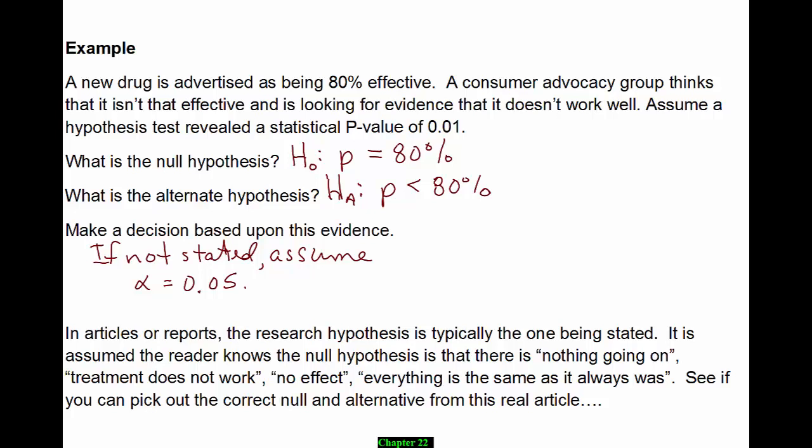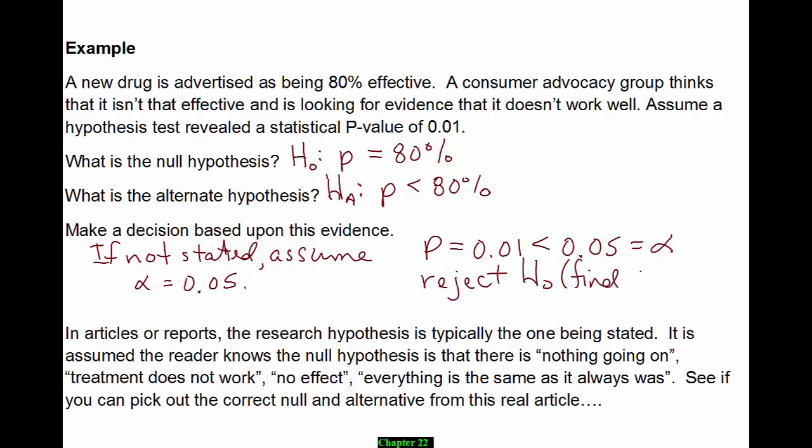So now we get to compare our p-value to our alpha level. So capital P for p-value is 0.01, and our alpha value is 0.05. Our p of 0.01 is less than the alpha of 0.05. And remember, if the p is low, the null must go. P is less than alpha, so we're going to reject the null, find for the alternative.